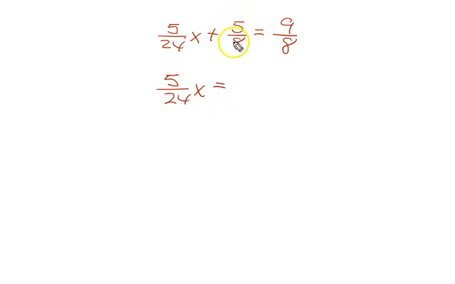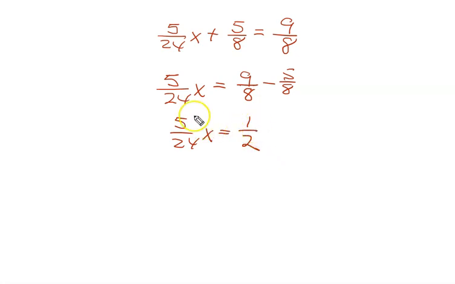I'm going to take this, since these are like denominators, move it over to the other side where I get 9/8 minus 5/8. All right, that's sort of interesting. So I get 5/24 x equals, would you all go along with 4/8? And what is 4/8? 4/8 is 1/2. Okay. So this is the other way. I thought we'd just try something out here.